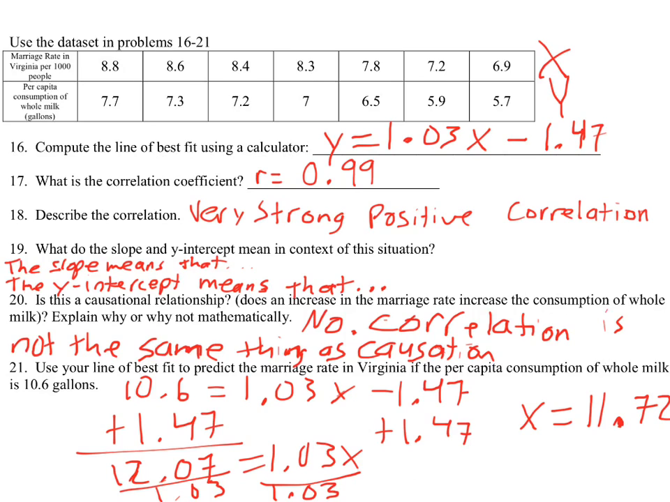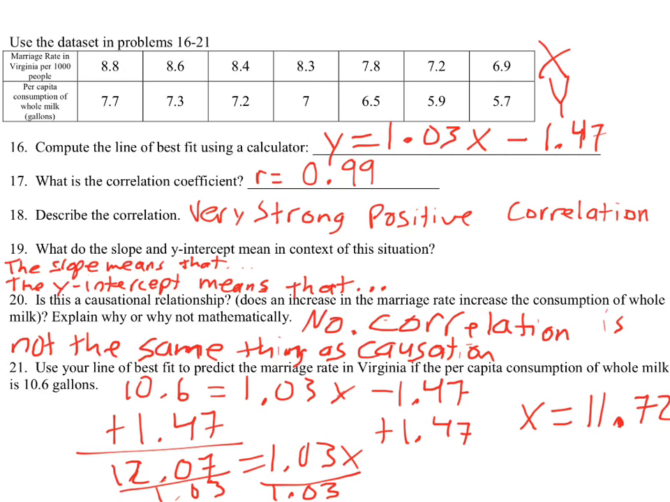20, is this a causational relationship? No. Never, ever, ever do you say that if you only have a correlation, which is all that we have. The only way you get causation is if you actually run a controlled experiment, a control group, an experimental group, and all of that. This is just a correlation. Correlation is not the same thing as causation. The answer is no.